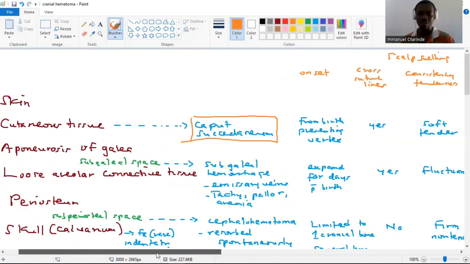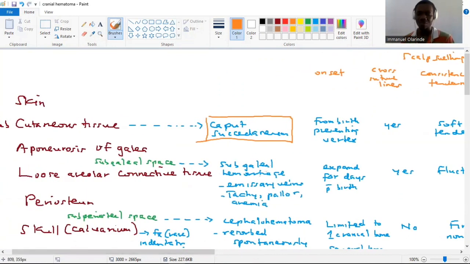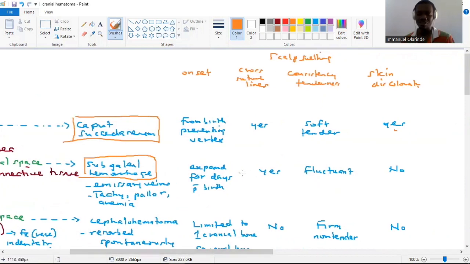A much deeper hematoma will be subgaleal hemorrhage. Blood can accumulate in the subgaleal space, the space between the aponeurosis of Galen and the loose areolar connective tissue. This one's typically seen in neonates. It can be related to rupture of emissary veins that drain the scalp. However, this is usually present shortly after birth as well. It can expand over time, and it can also cross the suture lines.